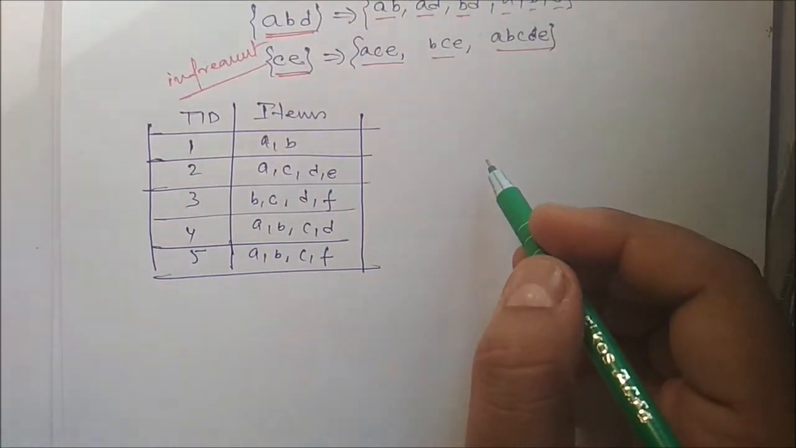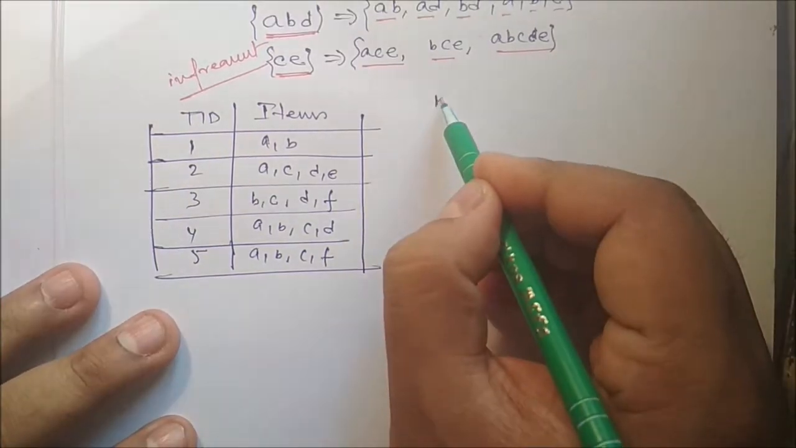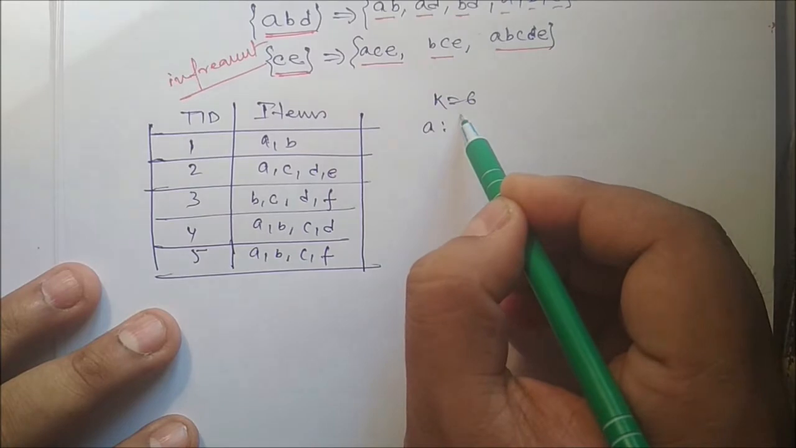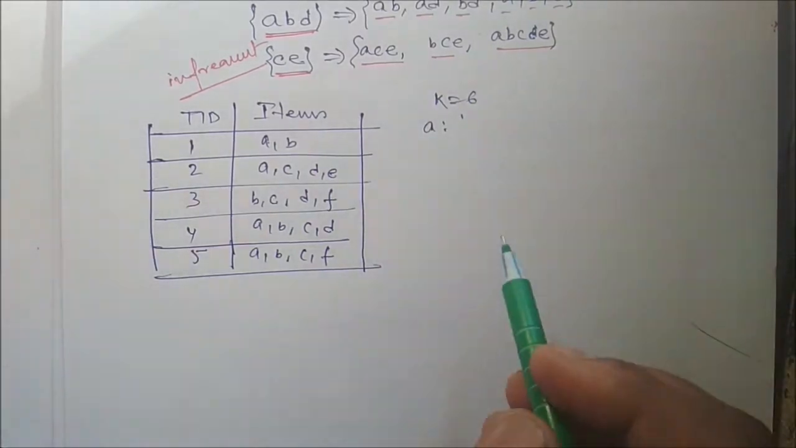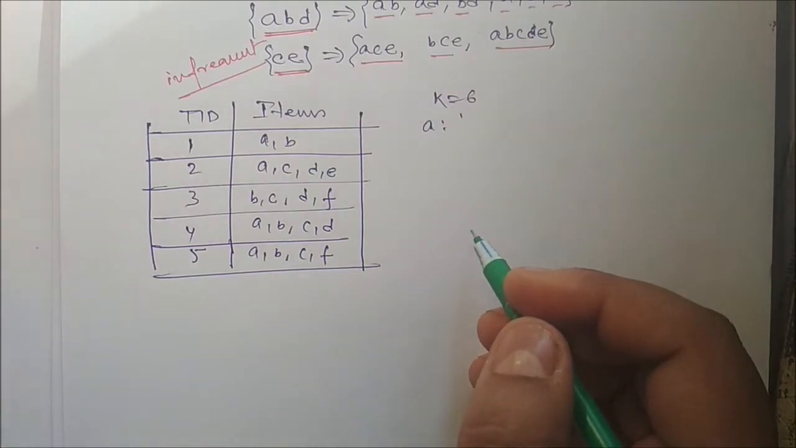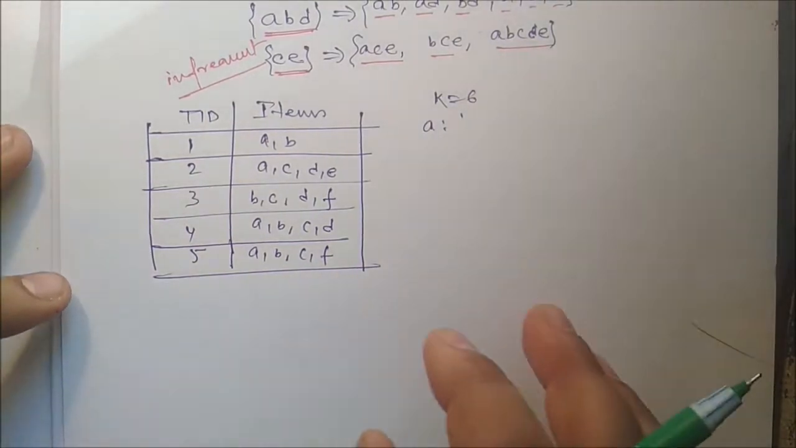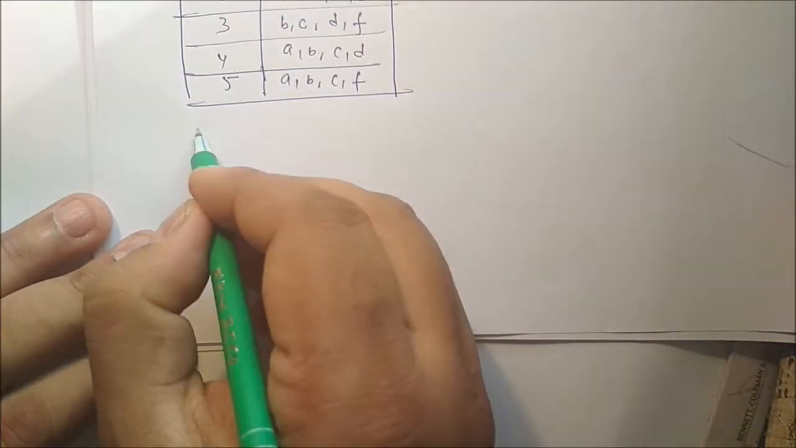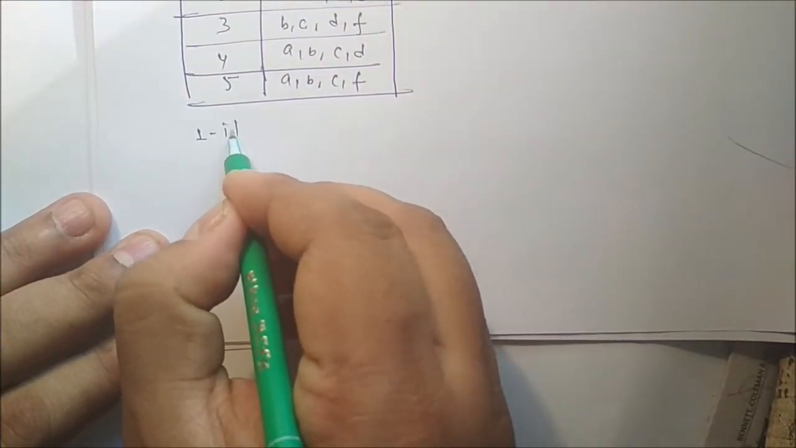Say 1, 2, 3, 4, 5, so total 6. Say k is equal to 6, total 6 items are there. Assume A is equal to bread, B is equal to milk, C is equal to diapers, D is equal to beer, E is equal to egg, F is equal to chocolate. So first of all we have to identify one candidate item set.